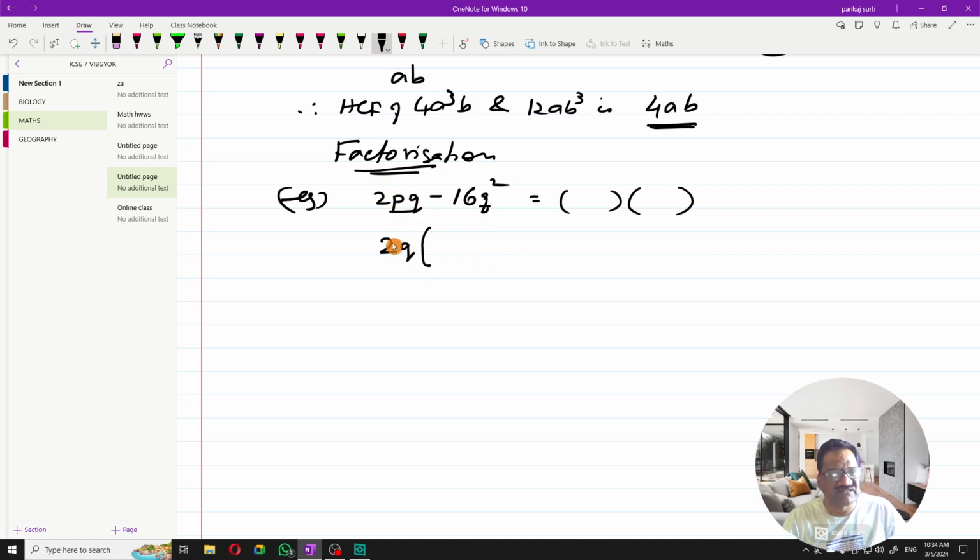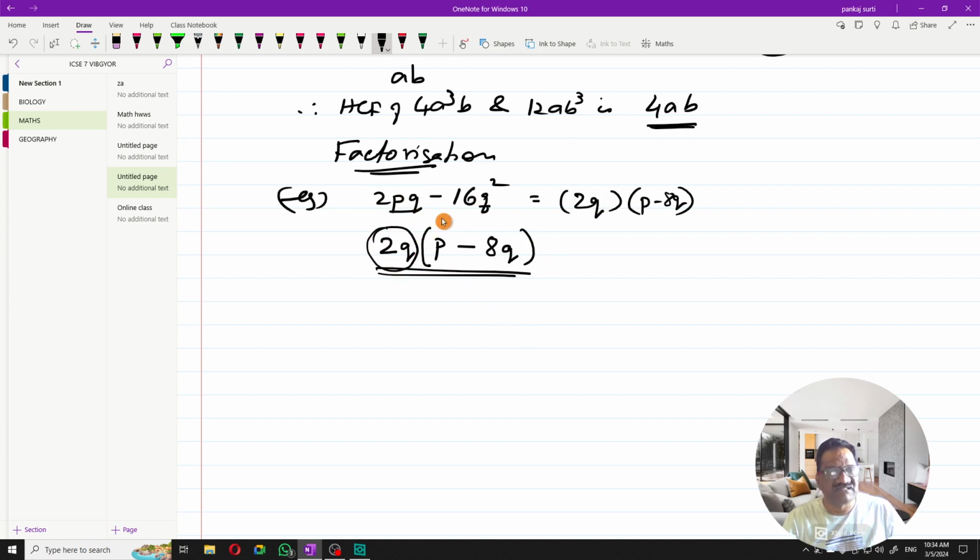Now from this first term, if 2Q is out, what will be left is P. Then I'll put a minus on this side, and from this 16, 2 is already out, so there will be 8. And from this q square, already q is out, so I'll write a q over here. So this is the factorization of this 2pq minus 16q square. So the answer will be 2q into p minus 8q. Now you will notice in this that I have used HCF. Okay. Now what is the HCF? This 2q was the HCF.